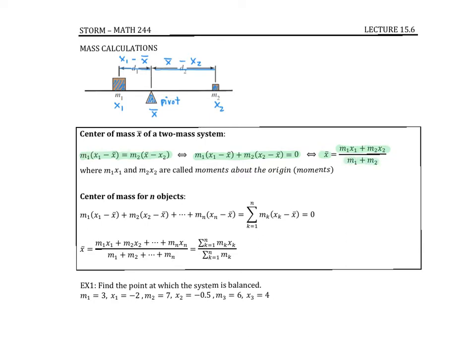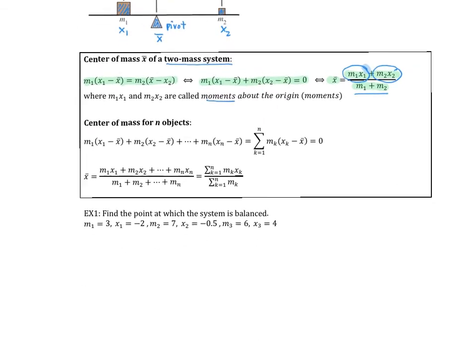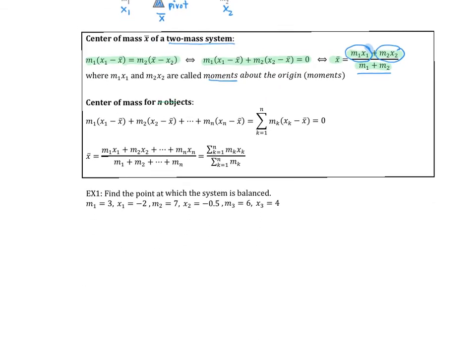So if you look at the numerator here, m sub 1 x sub 1, m sub 2 x sub 2, that's what we call our moments about the origin, but I'll just say moments. And then when you look at the denominator, all we're doing here is we're just adding up the mass. And that's just with two objects, or a two-mass system. But we can extend this idea to any n amount of objects.